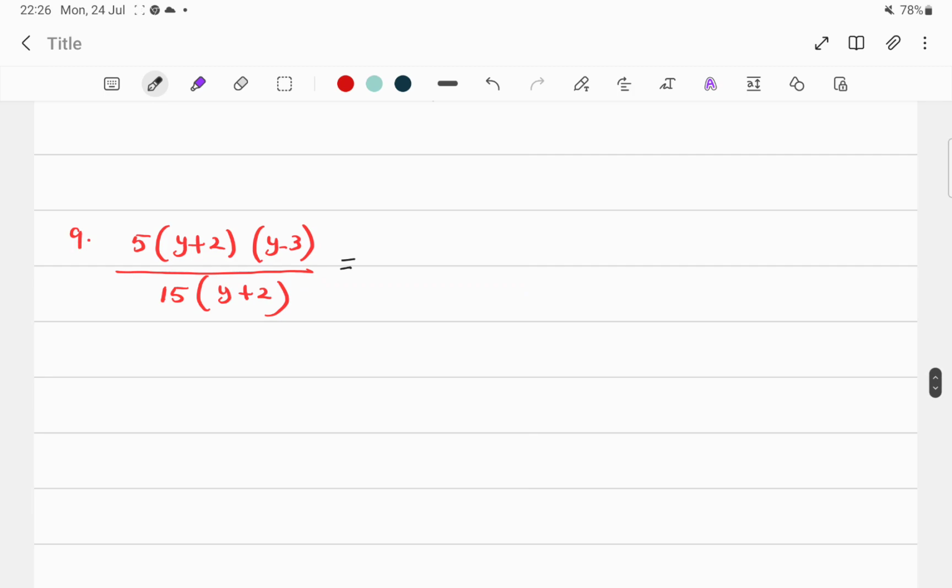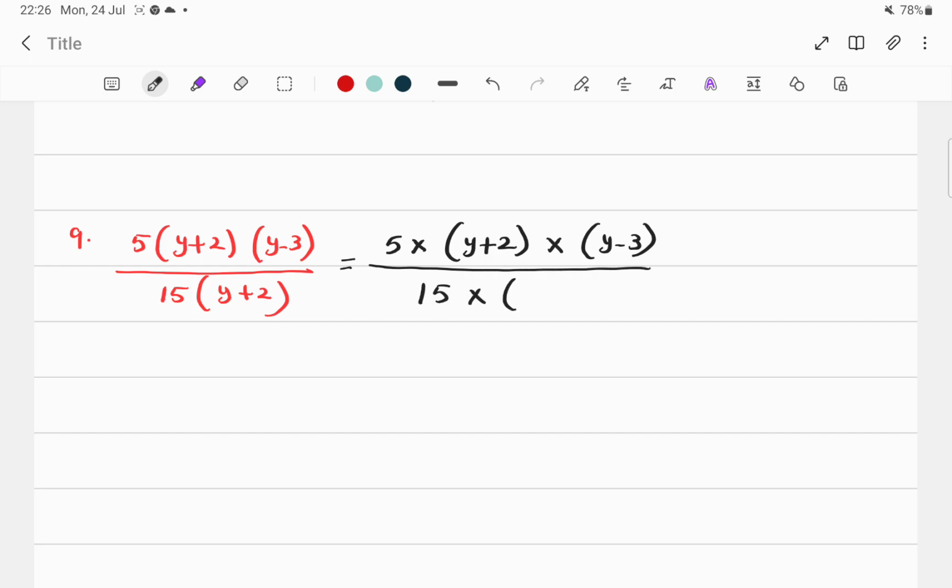Next question is 5 times y plus 2. So it is 5 times y plus 2, these are the factors, times y minus 3. So I wrote them in the multiplication form, and 15 times y plus 2. Now y plus 2 and y plus 2 will be cancelled out. 5 1s are 5, 5 3s are 15. You always have to look for the numbers also if they can be cancelled out, as well as the expressions. So now the final answer will be y minus 3 over 3. This is the final answer.